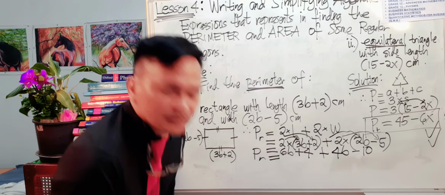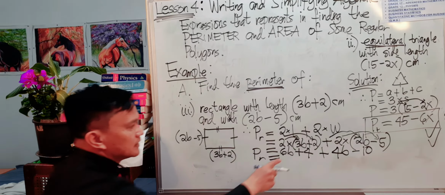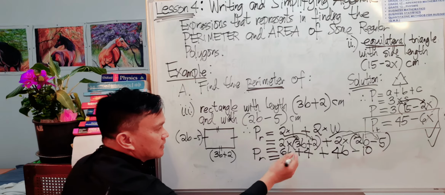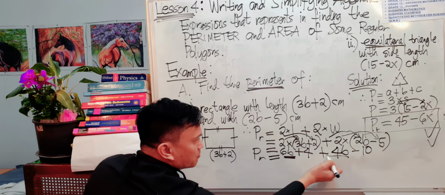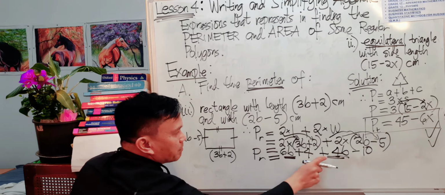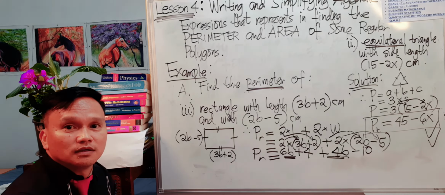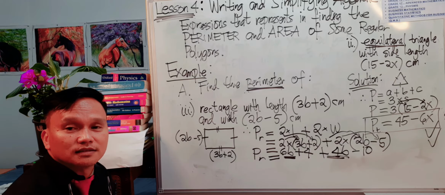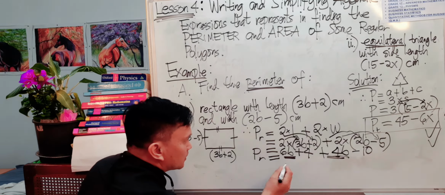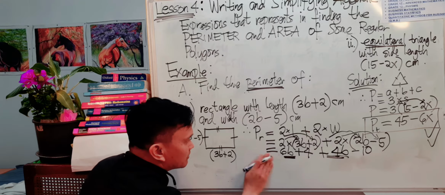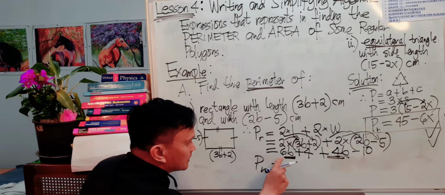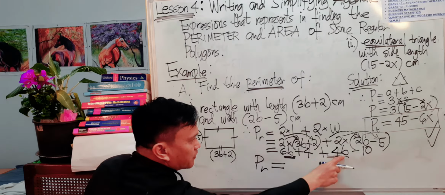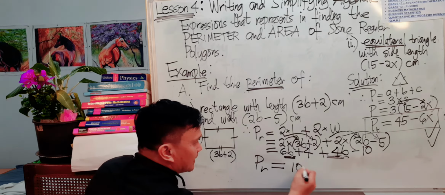There. 6b. This is 6b, and plus 4b. 6 plus 4 equals 10. So that is now, we'll have it here, perimeter of the rectangle, 6b plus 4b equals 10b.